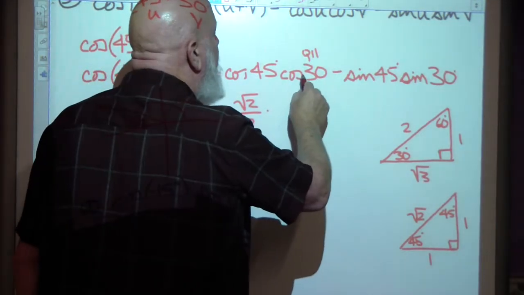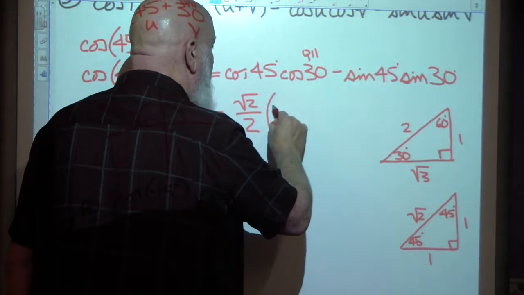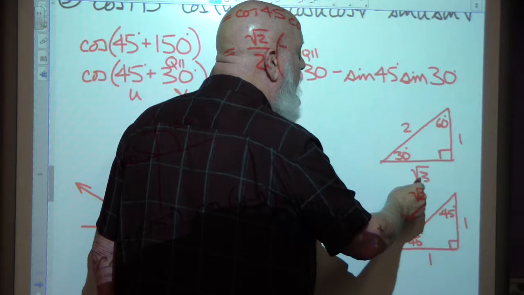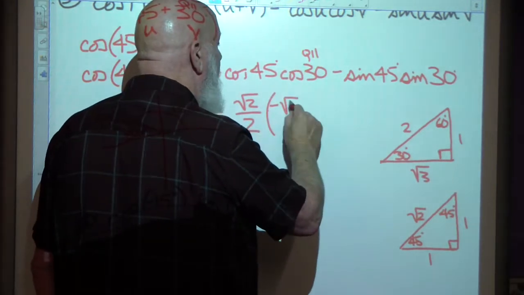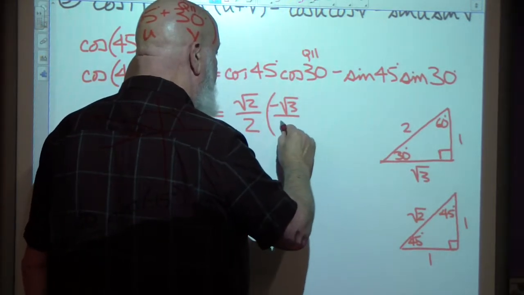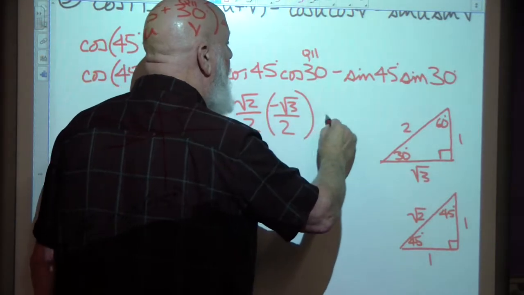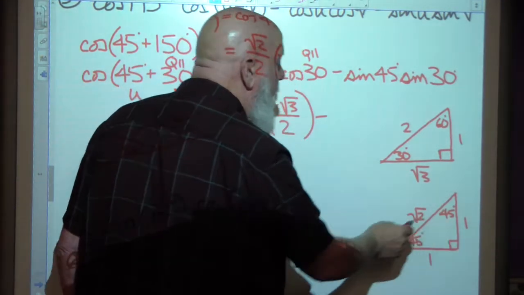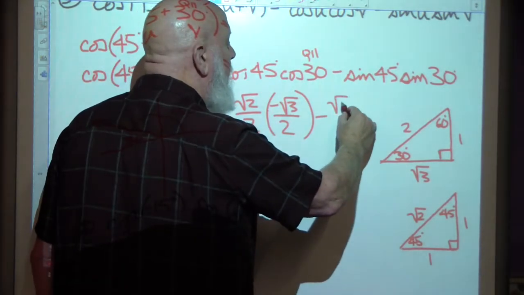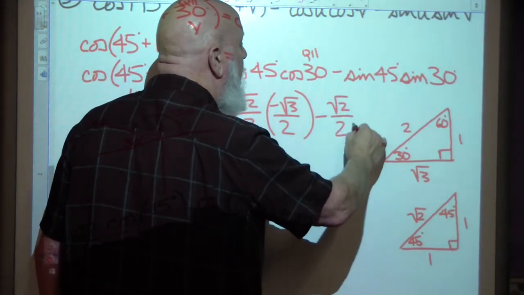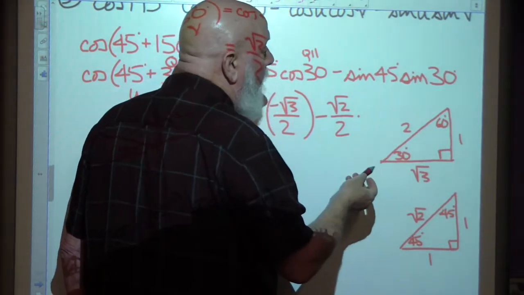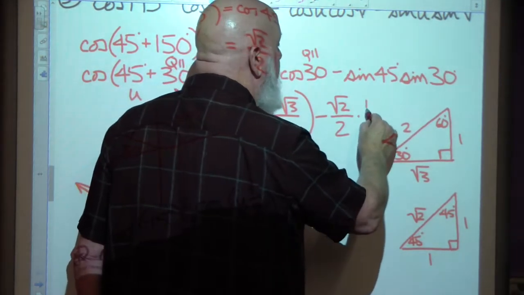Times the cosine of 30 degrees, and it will be negative because I'm in quadrant 2. Cosine of 30 degrees is radical 3 over 2. We're not subtracting, we're multiplying by a negative. Minus the sine of 45 degrees is 1 over radical 2, which, when we rationalize the denominator, is radical 2 over 2, times the sine of 30 degrees, which is 1/2. And in quadrant 2, that's positive anyway.